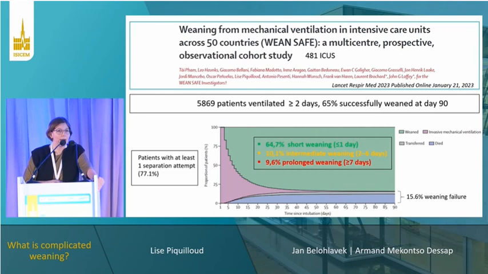And if we look at the categories again, you can see that 64.7% were easy to wean patients, less than 1 day for the weaning process. 10.1% were in an intermediate group, which was difficult weaning in the previous definition, between 2 and 6 days. And 9.6% were in the prolonged weaning group. Those values are very similar to the previous ones I showed you from the other cohort. Then basically, 2/3 of our patients are easy to wean.